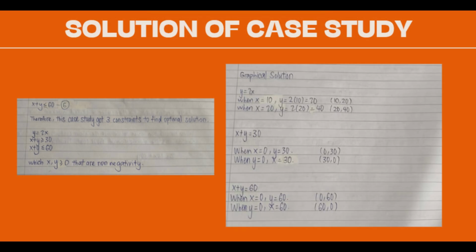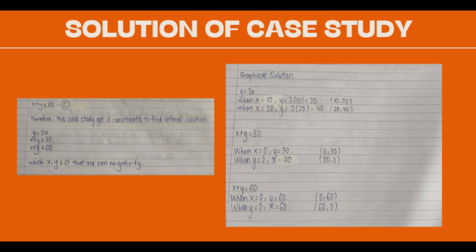Okay, so for the graphical solutions, let's say y is equal to 2s, where s is equal to 10, y is equal to 20. Where s is equal to 20, substitute s equal to 20 into this equation, so y is equal to 40.